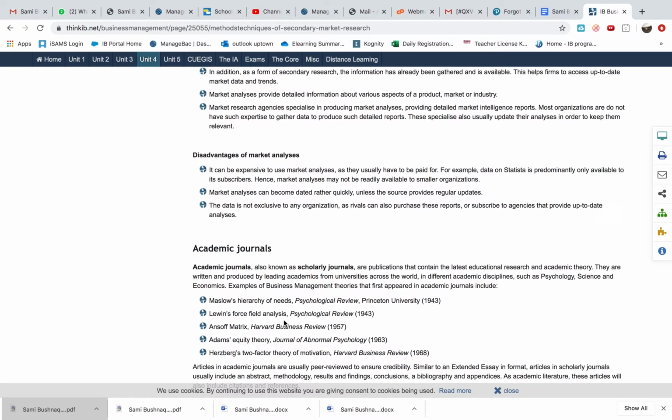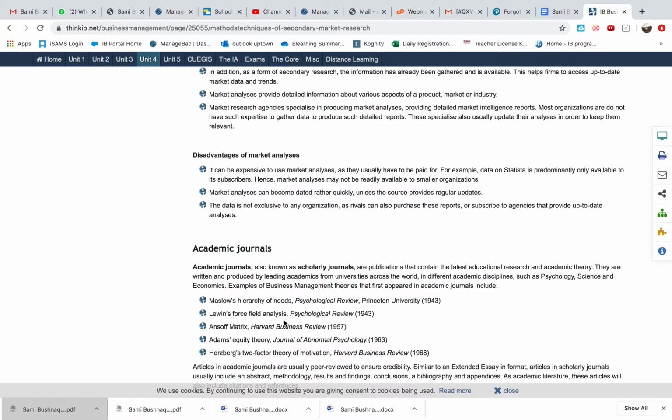But it can be expensive to use market analysis, as usually they don't just give that stuff out for free. You've got to pay a premium rate to access that sexy industry report. For example, Statista is predominantly only available to subscribers, so you have to subscribe and pay. And that might not be easy for a smaller, broke organization, right?